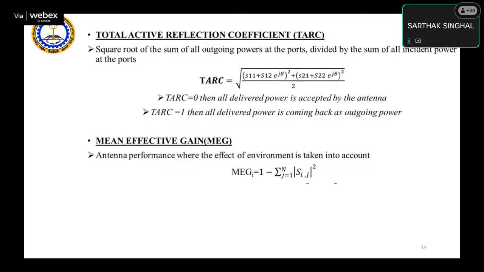Now this mean effective gain takes into account the environmental effects. So how the gain or these S parameters are getting reduced based on the environmental condition.